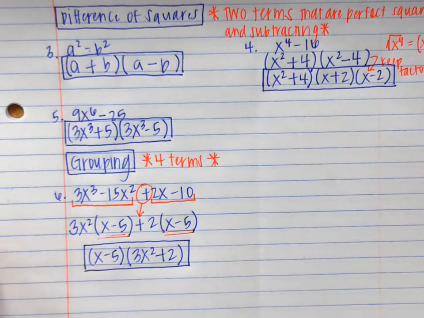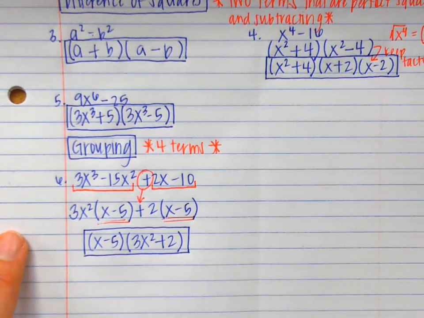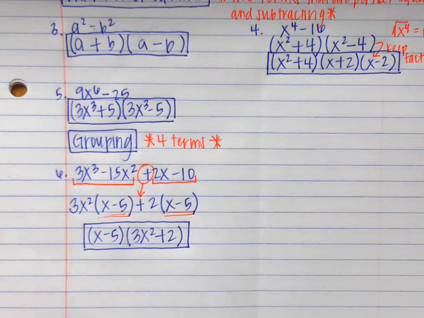I can't, so I leave it as is, and that's my final answer. Now, grouping, I'm only going to do one example of this, and the reason is because we use grouping for our next method as well, so I'm going to still kind of embed it in our next examples. So our last method that we're going to talk about is splitting the middle term.